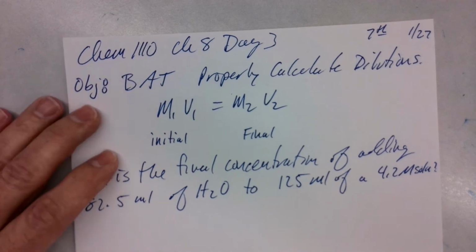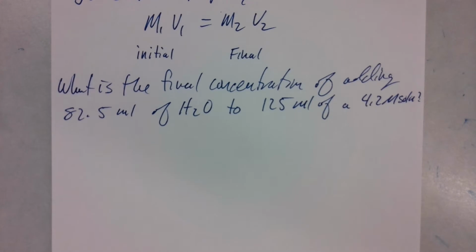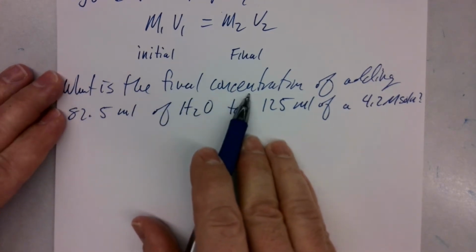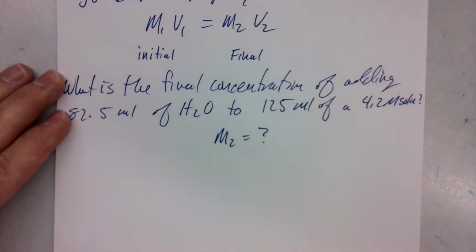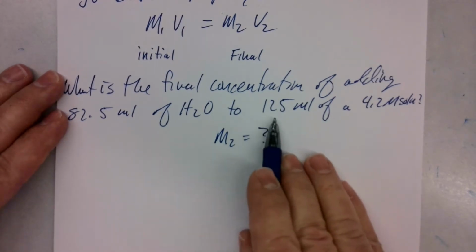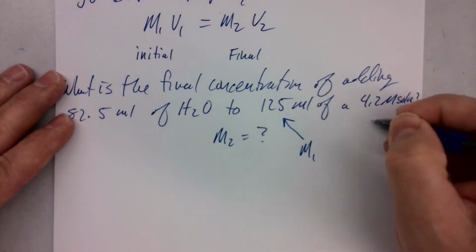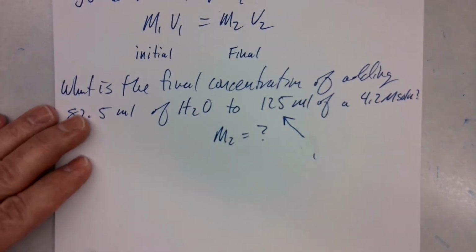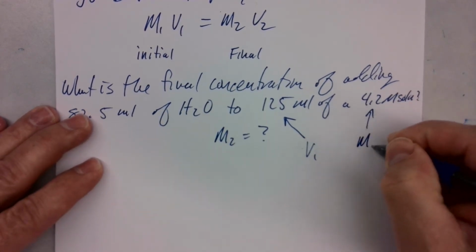Now, what you've got to do is just look and say, okay, what do I know? I'm looking for my final concentration, so I'm looking for M2. M2 is what I don't know. Then I say, well, what do I know? What is this 125 milliliters? That's my initial volume, my V1, which makes the 4.2 molar my M1, right?